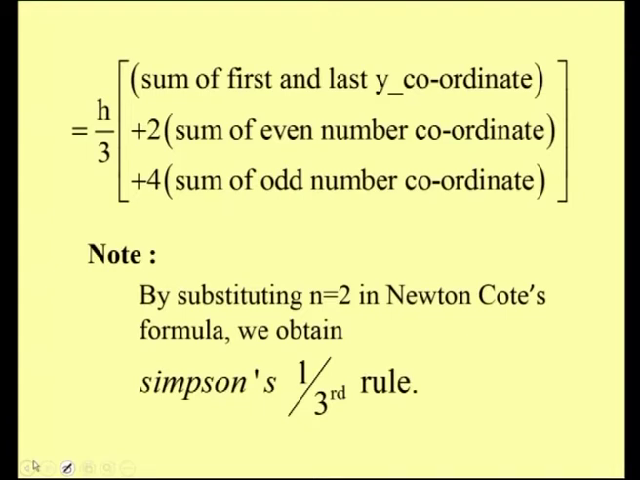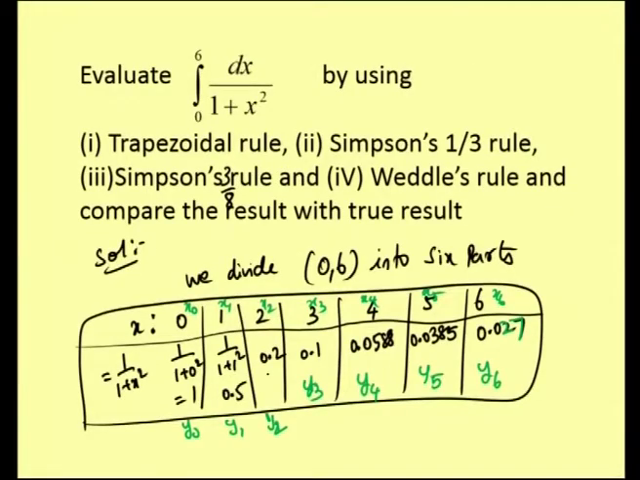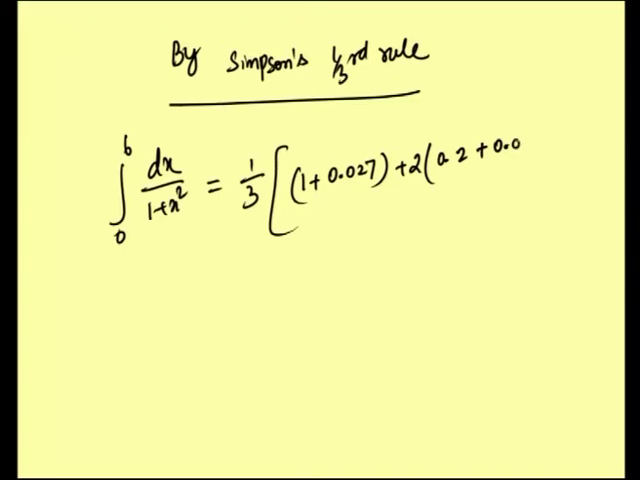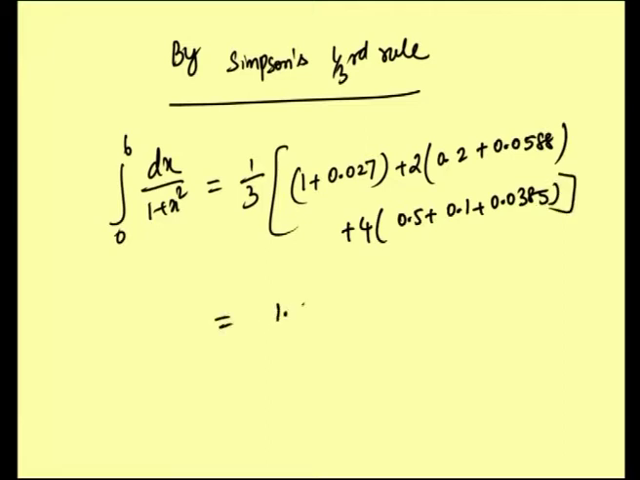Even number of coordinates is y2, y4. What is y2 here? y2 is 0.2, y4 is 0.0588, plus 0.0588 likewise, that is all, plus 4 times odd ordinates. Odd ordinates is y1 0.5 plus 0.1 plus 0.0385. Okay. After calculating this, we get the answer as 1.3662. This is the answer by Simpson's 1/3 rule.